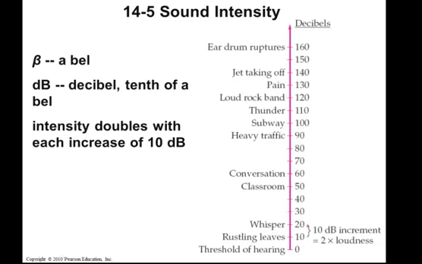Things that are fairly quiet, like whispers, are 20. The threshold of hearing is 0, which corresponds to 1 times 10 to the minus 12 watts per meter squared. Rustling leaves is 10. And we can see here this increase of 10 decibels means it's 2 times the loudness. In other words, it doubles for every 10 increase in decibels. Which means if you increased from 50 to 60, this would be 2 times, and from 60 to 70 would be another 2 times. So from 50 to 70, that would be 4 times as loud.